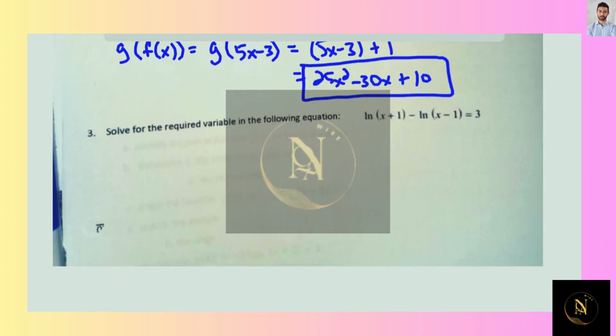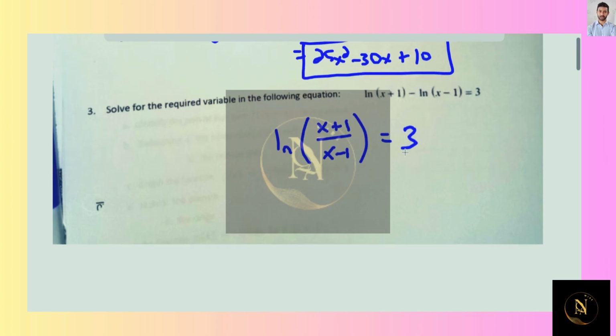You can condense the logarithms. Since it's subtraction, you'll condense by dividing: x plus 1 over x minus 1 equals 3. And then you can get rid of the natural log by raising each side to an exponential base e. So you have x plus 1 over x minus 1 equals e to the third.